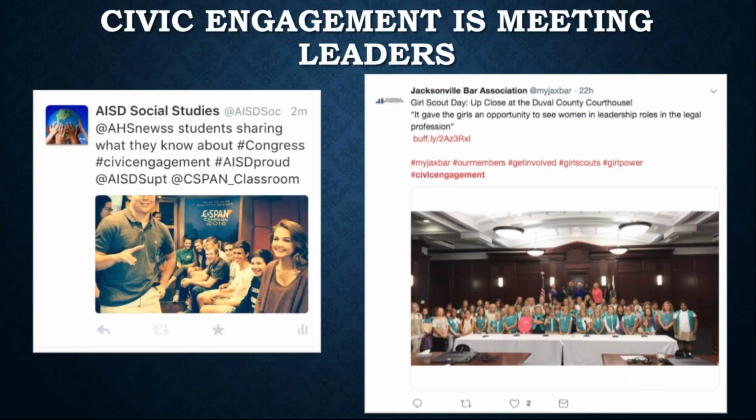another example is meeting leaders. In this case, it's talking about what they know. So in the first one, it is students sharing what they know with leaders in the community. In the second one, it was from a Girl Scout troop who met with female leaders in their community who have leadership roles in the legal profession. And so it's the idea that going out and talking and learning from those in the community and sharing their ideas is also part of civic engagement.